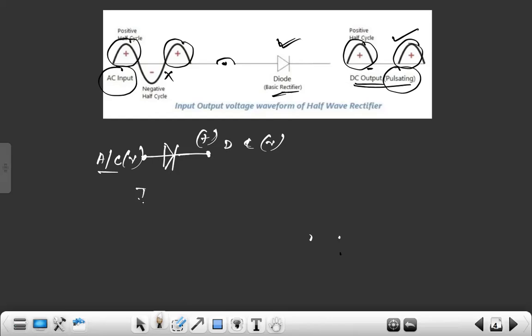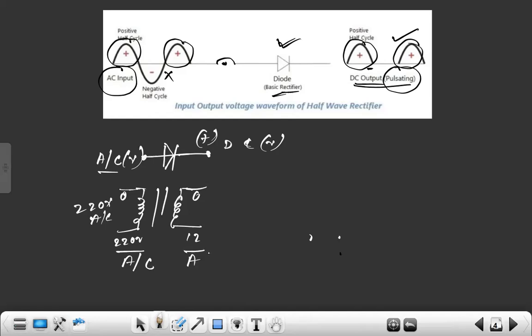For example, this is our transformer. For example, here we apply 220 volt AC. We will be able to get here 0 and 220 volt. Here is 0 and 12 volt. So this is where we apply AC, and here we are able to get AC.